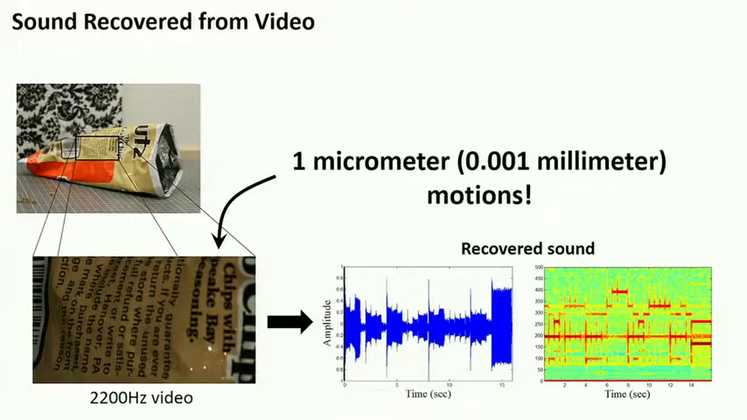I call it the visual microphone. We actually extract audio signals from video signals. And just to give you a sense of the scale of the motions here, a pretty loud sound will cause that bag of chips to move less than a micrometer. That's 1,000th of a millimeter. That's how tiny the motions are that we are now able to pull out just by observing how light bounces off objects and gets recorded by our cameras.